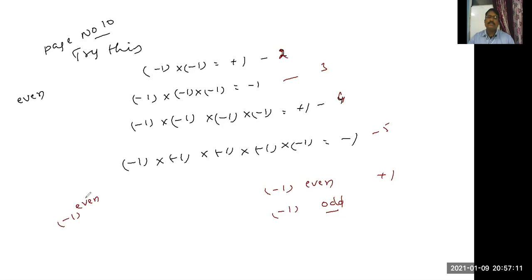You know about powers, we learned it in 6th class. Minus 1 power even number is always positive. Minus 1 power odd number, odd number starts from 1, so minus 1 power odd number is always negative. We conclude that.